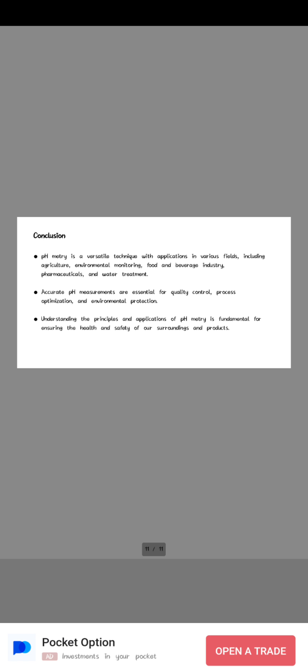Conclusion. pH metry is a versatile technique with applications in various fields including agriculture, environmental monitoring, food and beverage industry, pharmaceuticals, and water treatment. Accurate pH measurements are essential for quality control, process optimization, and environmental protection. Understanding the principles and applications of pH metry is fundamental for ensuring the health and safety of our surroundings and products.